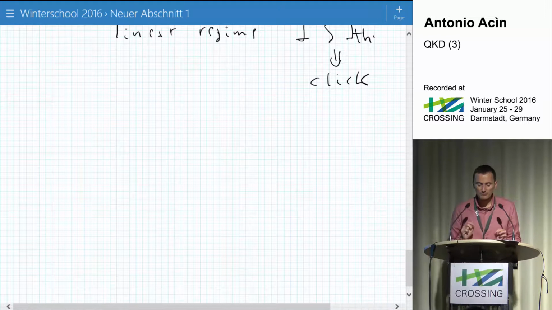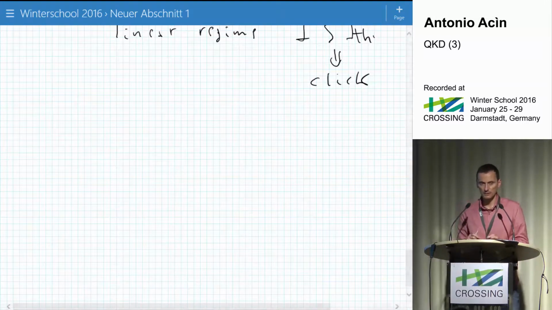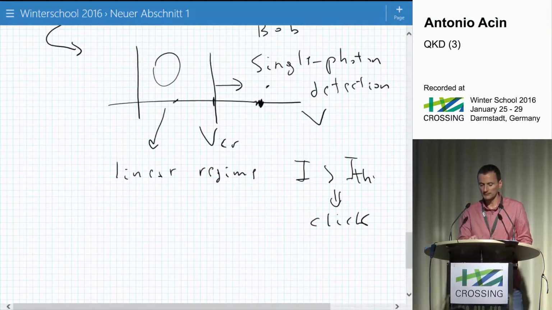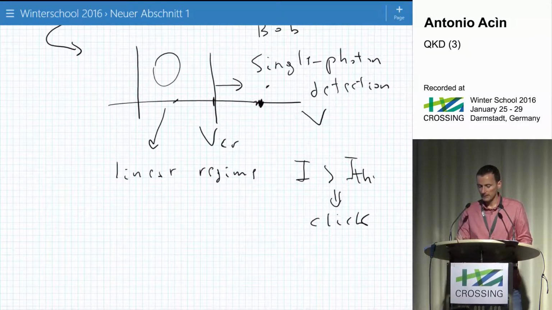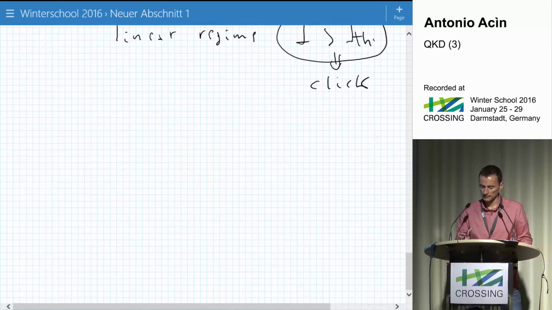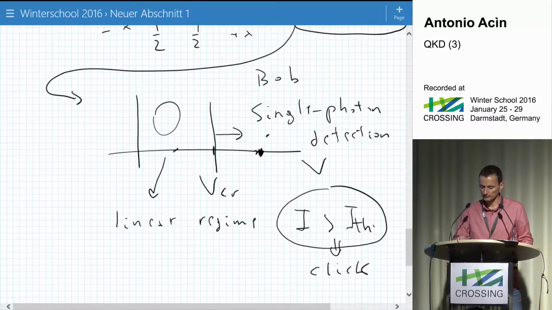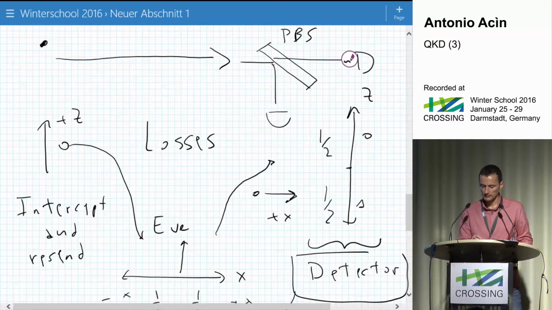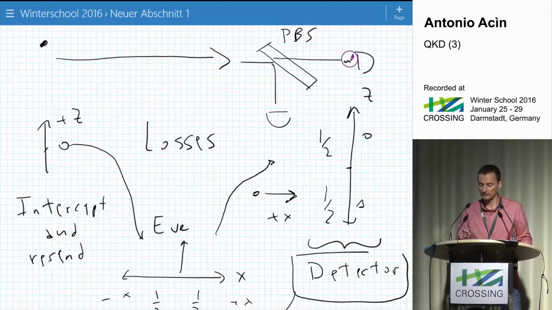Now it's more or less the same as we had before, but the only difference is that Eve forced the detector to work in this regime, where having a click is just given by whether the light intensity is larger than the given threshold or not. It's the same as before, remember? There was a preparation by Alice, there was the measurement by Bob, but now this detector works in this linear regime instead of the single photon detection regime.